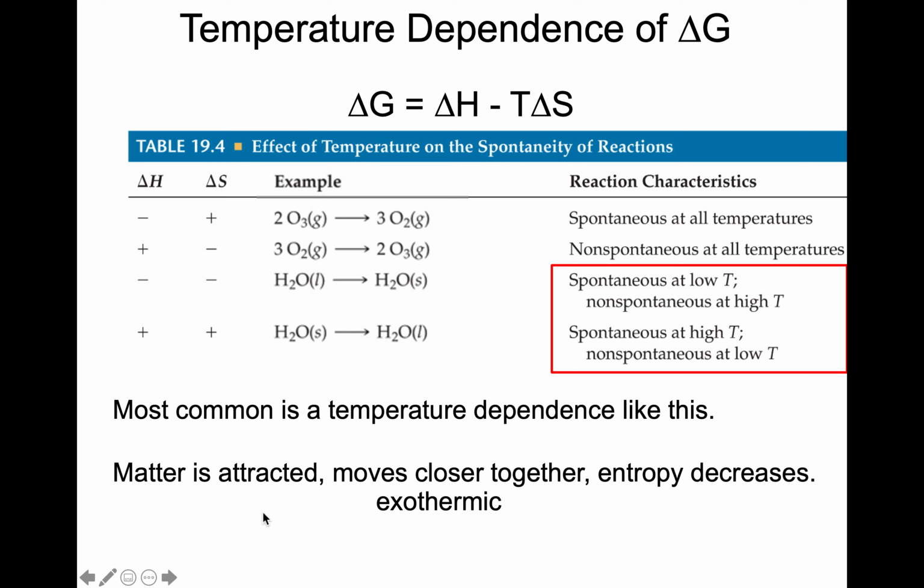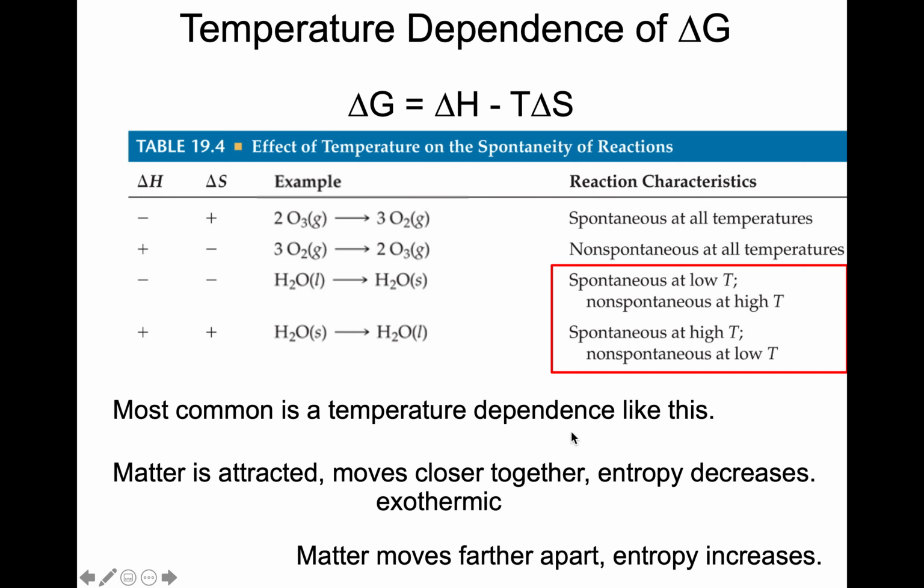So if I want to think about this, matter is attracted to other matter, it moves closer together. That's describing an exothermic process. As it's moving closer together, the entropy is going down. Notice that we have two different terms here. Exothermic is favorable for that particular reaction, but the entropy is going down for the system. Or we can imagine just the opposite. The matter is moving further apart, entropy is increasing, but what caused it to move further apart? A lot of times that's because it's an endothermic process. So these cases right here, this is what we often find.